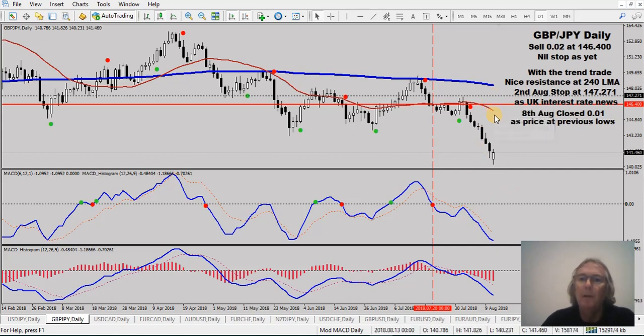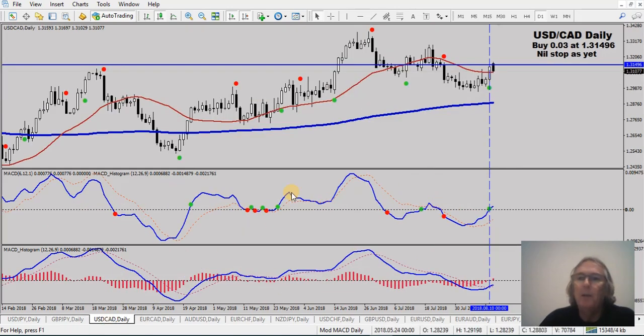USD CAD took a buy this morning. That's going against me already. It's a bummer, but still a valid signal. Nothing's changed. It met all the criteria for that buy signal, so it's worth the shot. Euro CAD in a sell, already closed half, still going down nicely. Again, I can start moving my stop down.